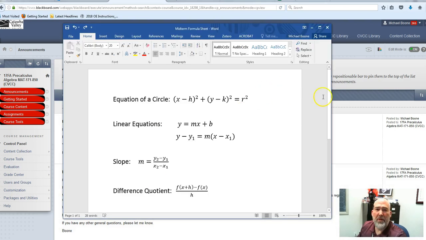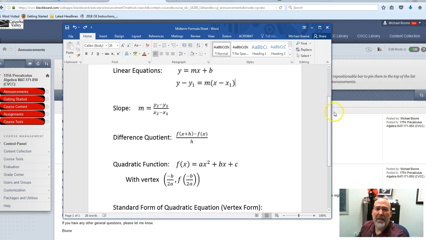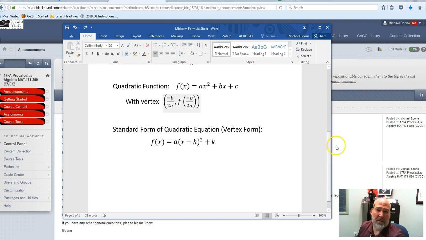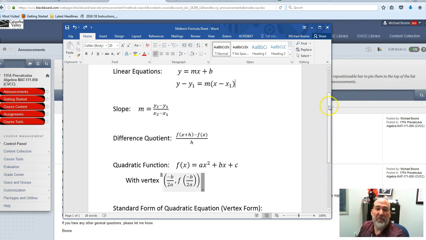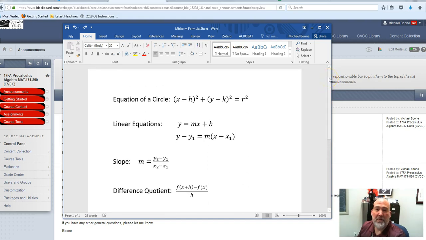I did want you to know that I'm going to supply this sheet for you. This is going to be attached to the back of your midterm. And these are the formulas that I'm going to provide for you. You don't have to memorize these. I will provide these formulas. These are from Chapter 1 and 2.1 and 2.2, the formulas that you may need. You may not need them, but you may need them. So that will be provided for you.